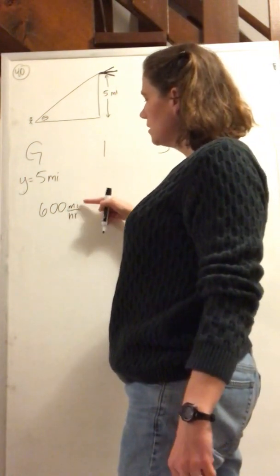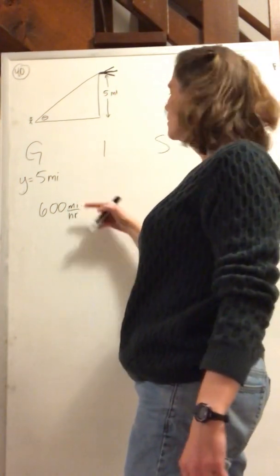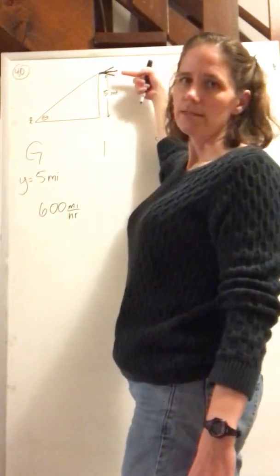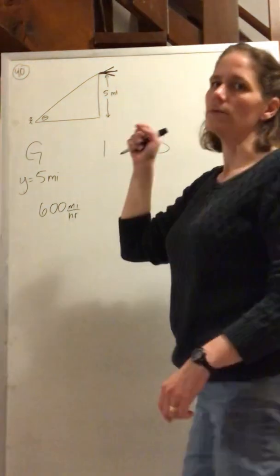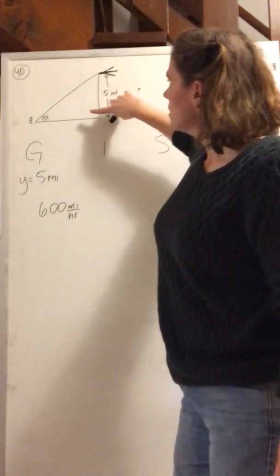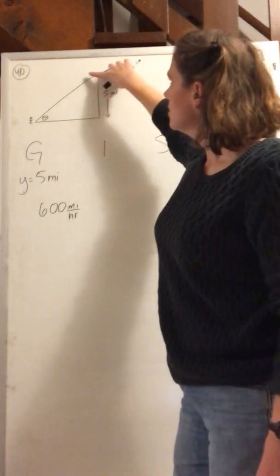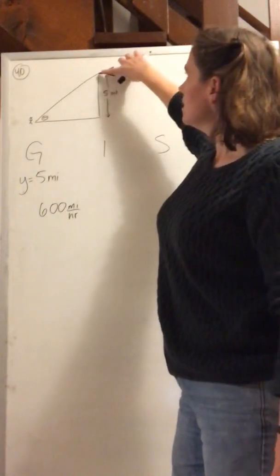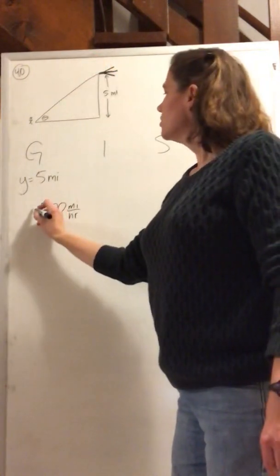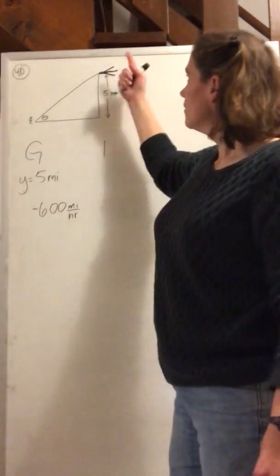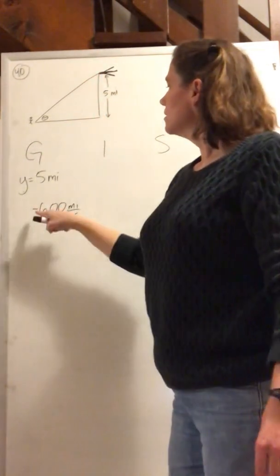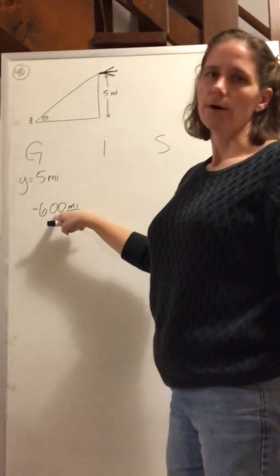That looks like a change in distance over change in time. So that distance isn't our y distance. This plane is staying at 5 miles above the ground. But what is changing is the horizontal distance between the plane and the person. Since that distance is getting smaller, we have a change that's negative. So our change in the horizontal distance is decreasing by 600 miles per hour.